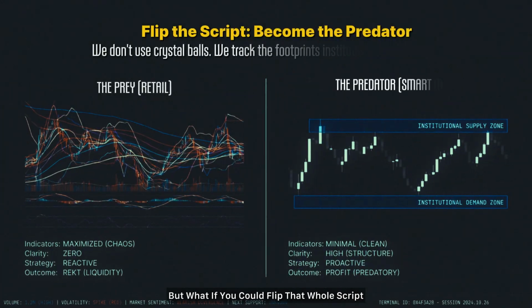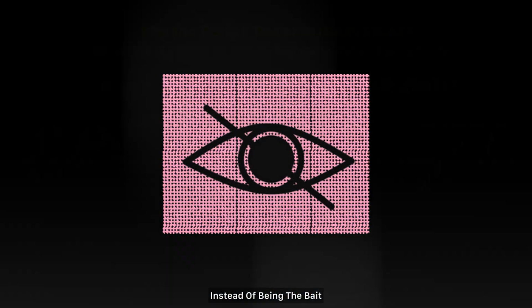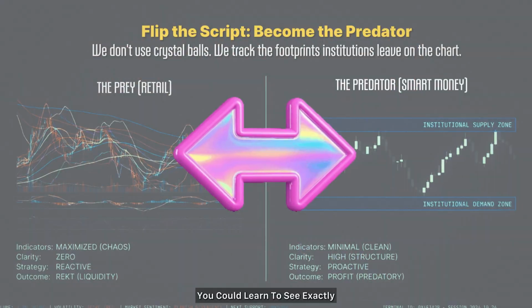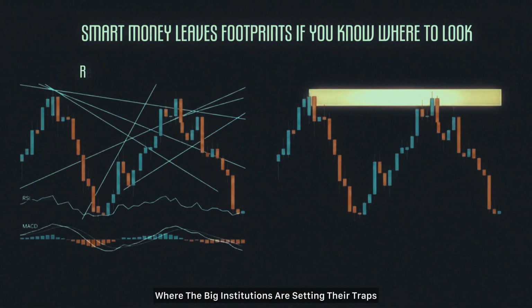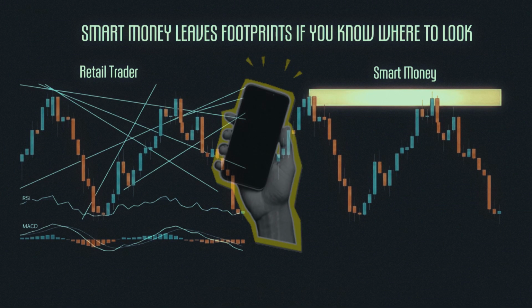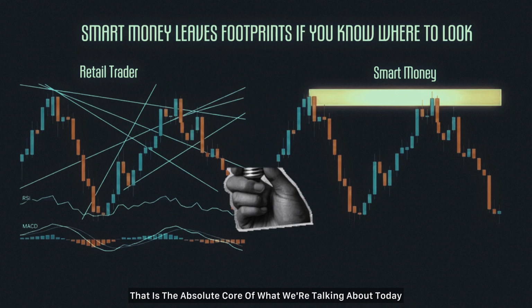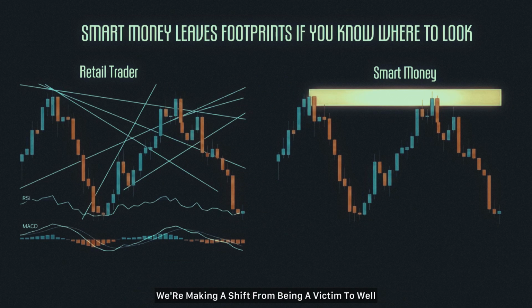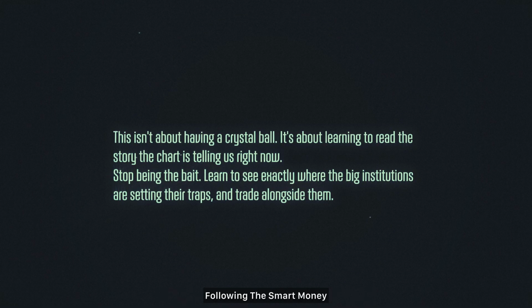But what if you could flip that whole script? What if instead of being the bait, you could learn to see exactly where the big institutions are setting their traps, and you could trade with them? That is the absolute core of what we're talking about today. We're making a shift from being a victim to following the smart money.